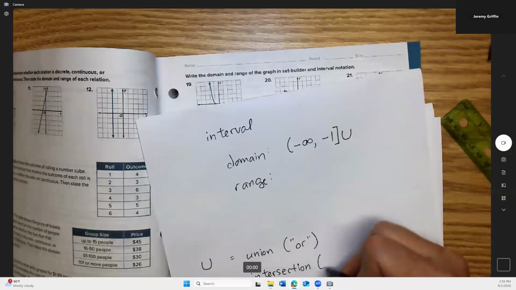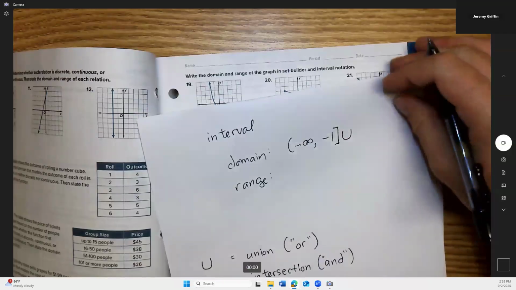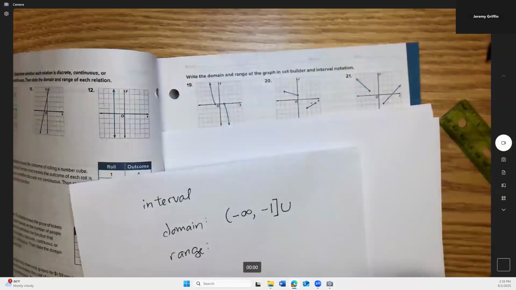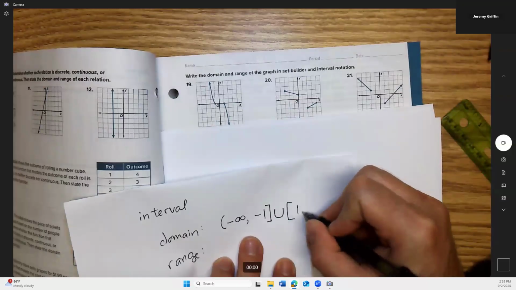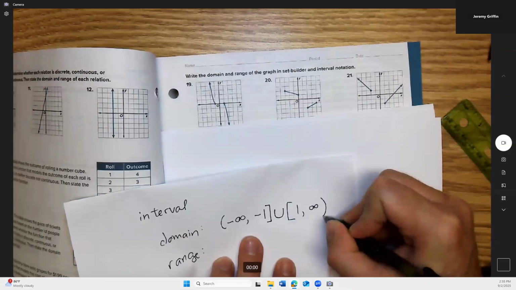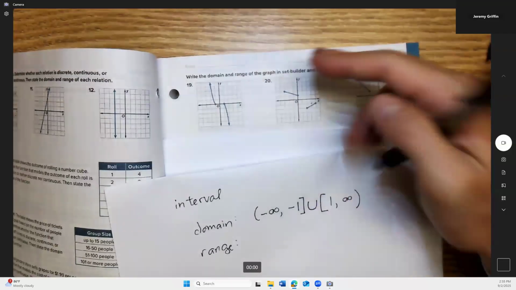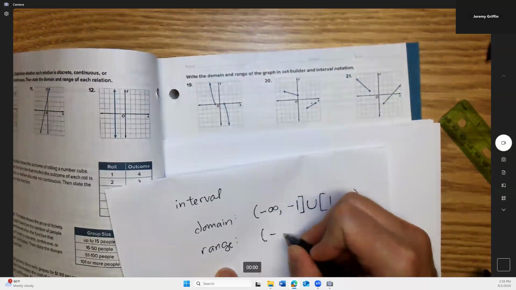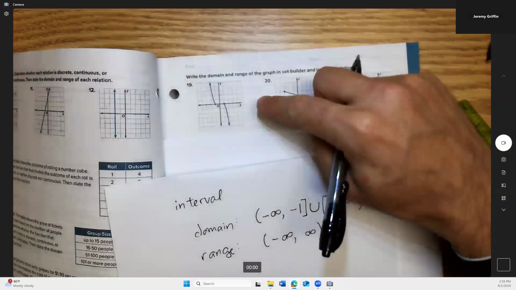That means and, like both conditions have to be true. So in this case we're going with or, because you're either on the left side or on the right side. I'm going to open with a bracket and say 1 to infinity, and close with a parenthesis. Range: could the range be anything? Yeah, so that's open parenthesis, negative infinity to infinity. Yep.